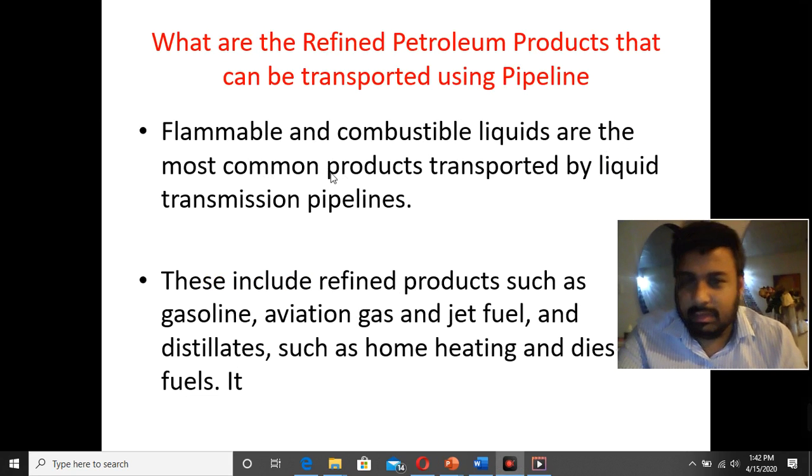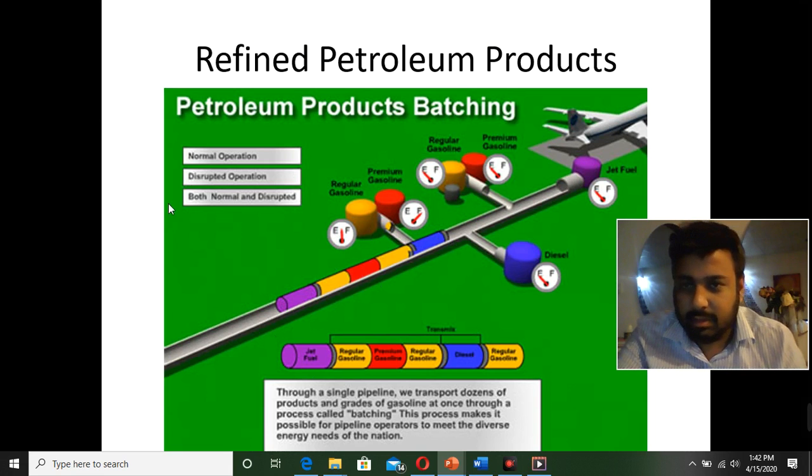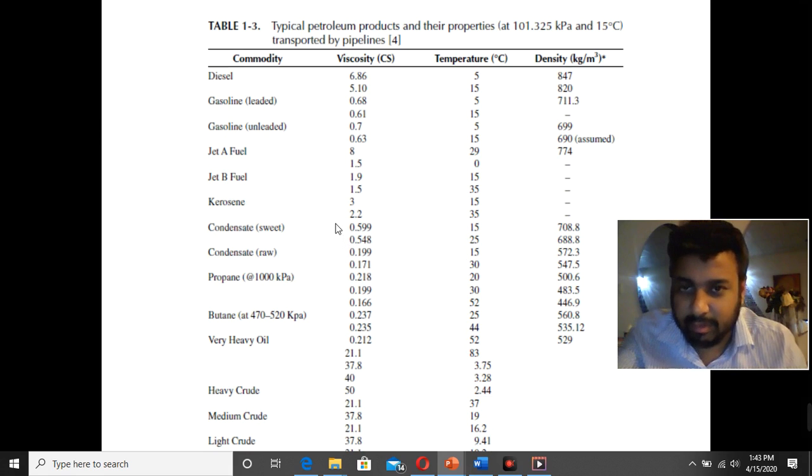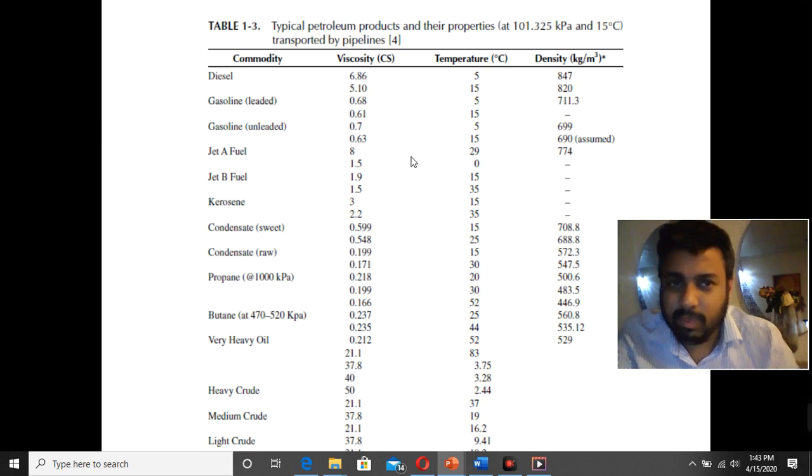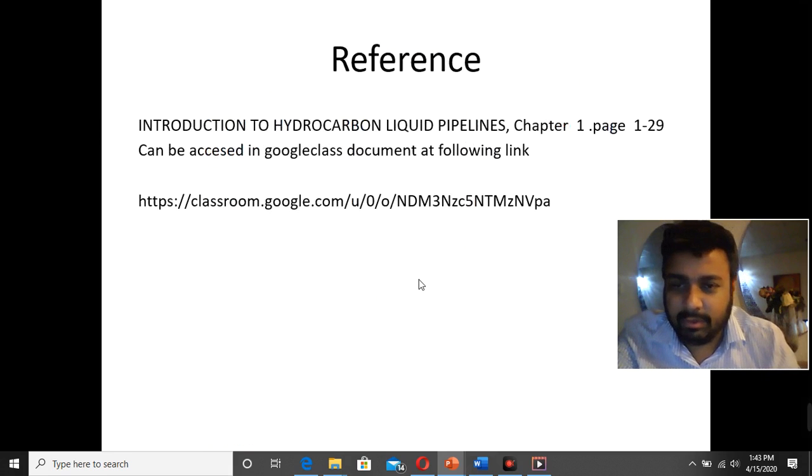Flammable and combustible liquids are the most common products carried by liquid pipelines. So we can transport gasoline and aviation jet fuel using the pipeline, which is a cheaper mode of transportation. This diagram shows the different products. You see here jet fuel, regular gasoline, and so on. We can transport them in one batch from one place to another using liquid pipelines. These are the properties, and as you know, for transportation, the properties of the product that we are using really matter.